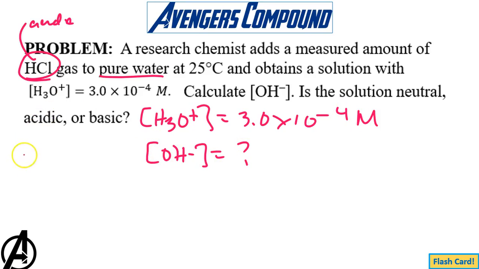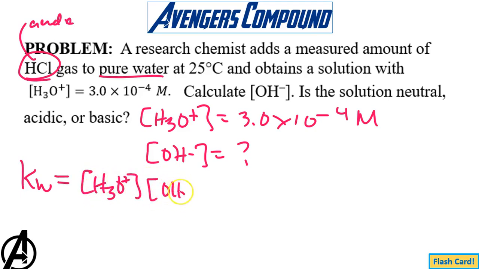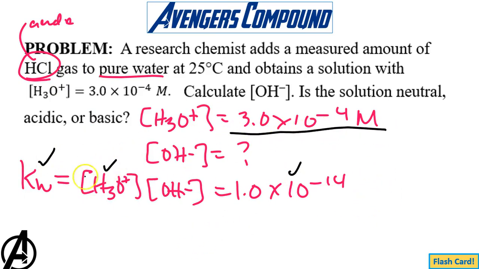Our way of connecting these is one expression, our ion product constant equilibrium expression: H3O plus and OH minus, when multiplied together, equal 1.0 times 10 to the negative 14. When I look at this expression, I ask myself, I have this number, 1.0 times 10 to the negative 14, no units attached, it's a constant. And I have 3.0 times 10 to the negative 4 because it's given. I can rearrange this expression to solve for OH minus.